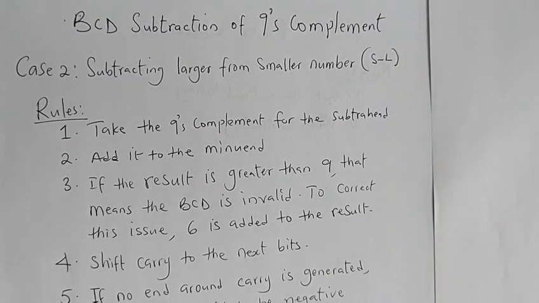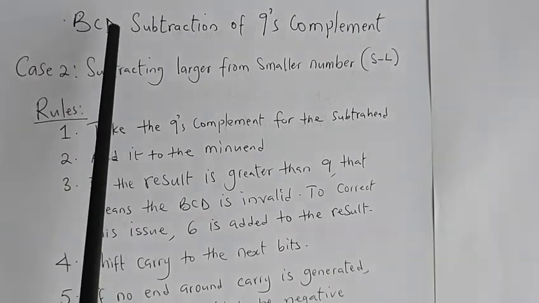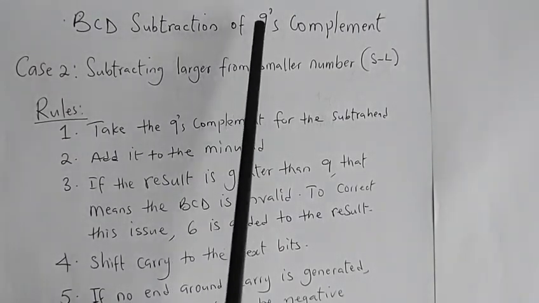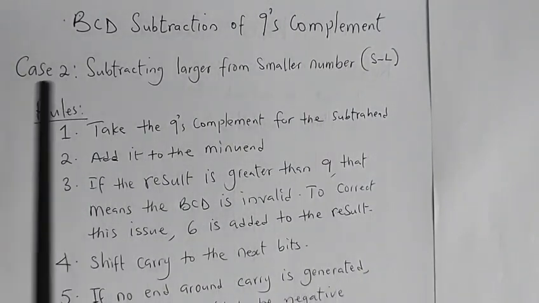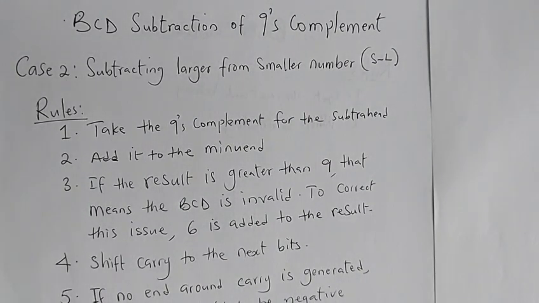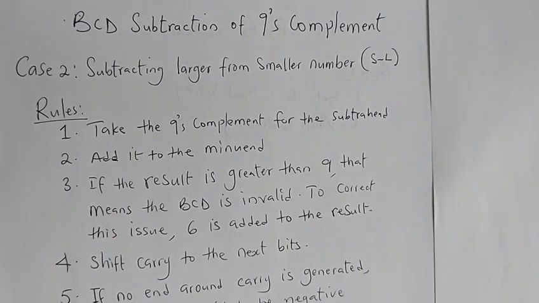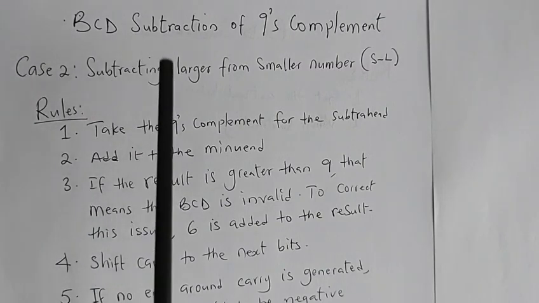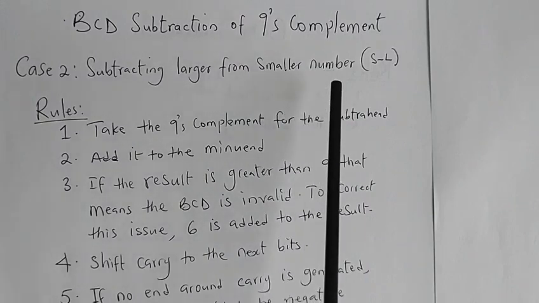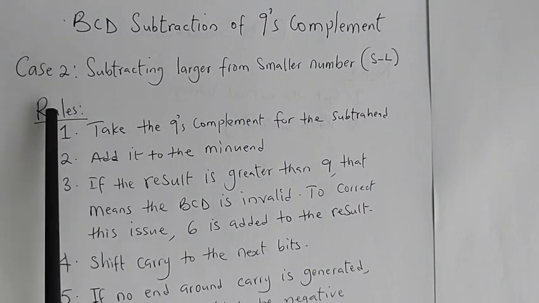In today's video we're going to be talking about the BCD subtraction of 9's complement. In this video we're going to focus on case 2. In our previous video we treated case 1. Now case 2 is all about subtracting a larger number from a smaller number. Now let's go over the rules.